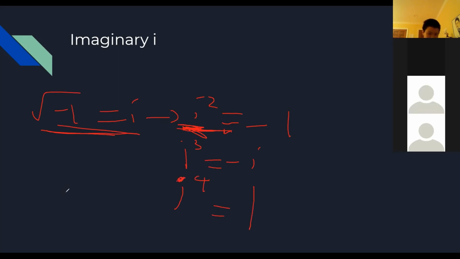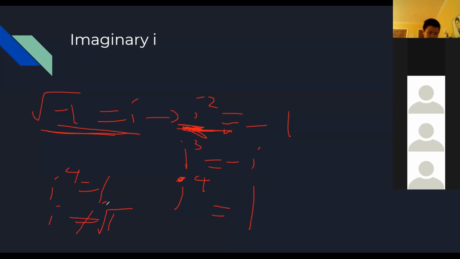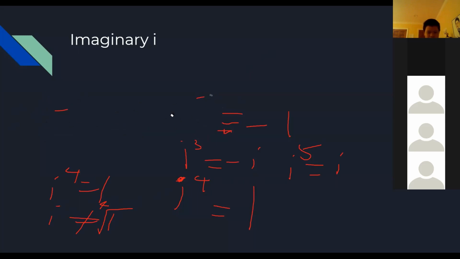Now, while i to the 4th equals 1, it's important to note that i does not equal 1 to the 4th root. But it is important to note that i to the 5th is i, so it cycles. i to the 5th equals i, i to the 6th equals i squared, i to the 9th equals i, etc. It cycles by 4.